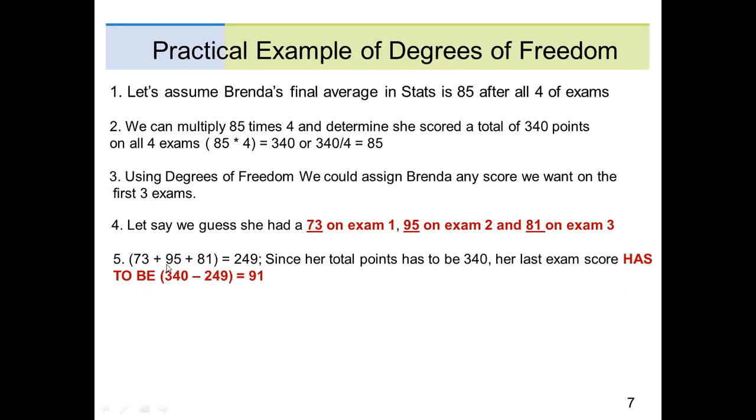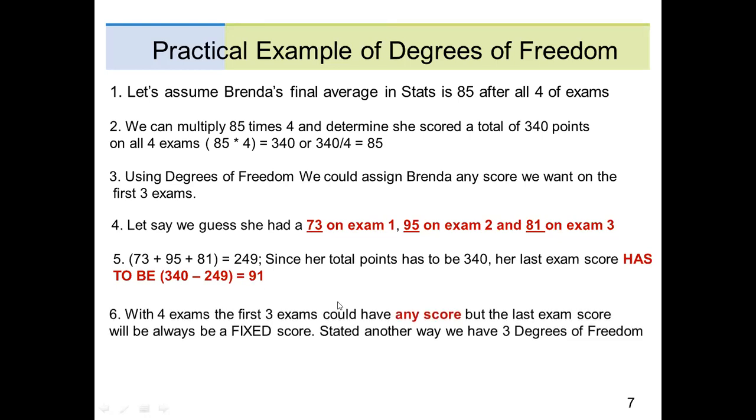If I total those points up, I come up with 249. Now I know her average is 85, so she has to get a total of 340. If I take 340 and subtract what I assume she got on the first 3 tests, that gives me 91. She has to get a 91 on her last exam. Stated simply, with 4 exams, the first 3 could have any score, but the last score had to be fixed. In this case, it had to be a 91 to get her up to 340 points.